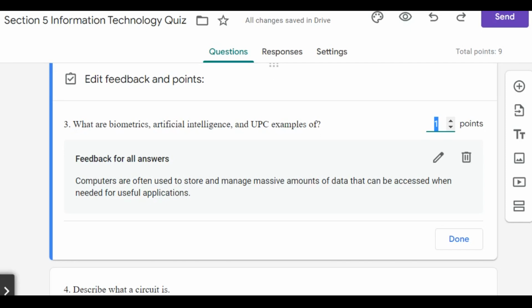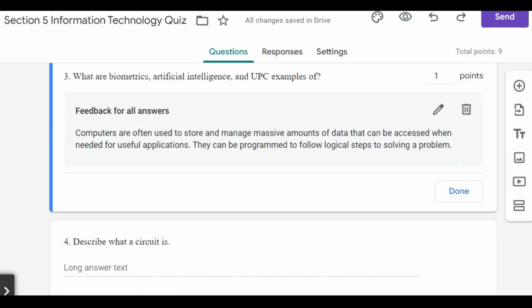Number 3, what are biometrics, artificial intelligence, and UPC examples of? Computers are often used to store and manage massive amounts of data that can be accessed when needed for useful applications. They can be programmed to follow logical steps to solving a problem.